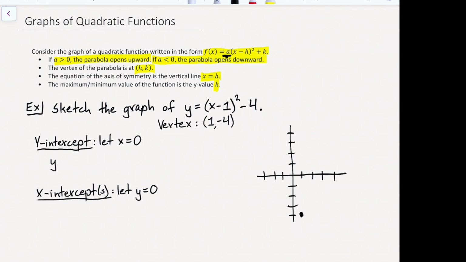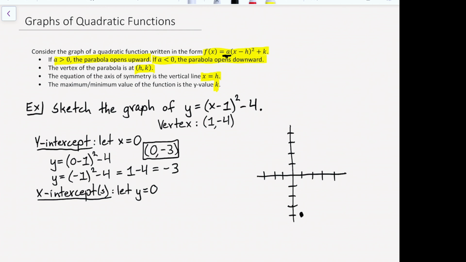For the y-intercept, we can let x equal 0, so I can simply plug in an x value of 0 and solve for y. I get y equals (0 minus 1) squared minus 4, or y equals (negative 1) squared minus 4, which equals 1 minus 4, which equals negative 3. So what we are saying here is that when x equals 0, y equals negative 3. That is a point on this graph, and we can plot that point.